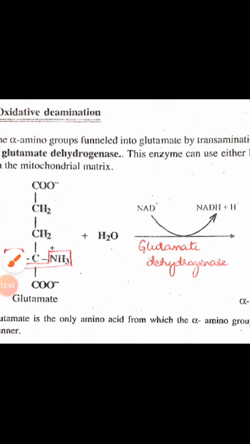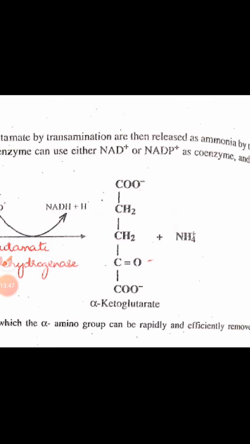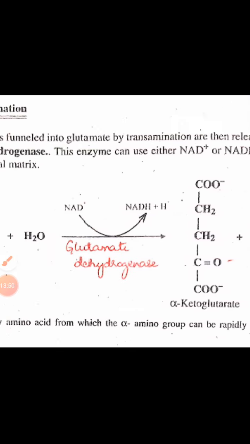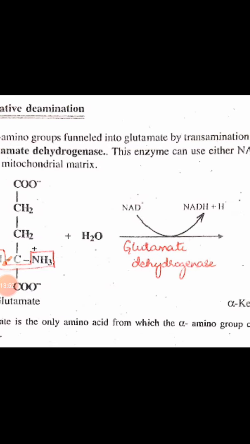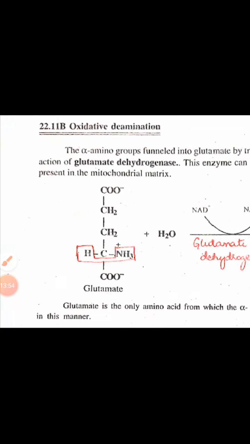So the alpha amino groups that are funneled into glutamate by transamination are then released as ammonia by the action of glutamate dehydrogenase. Why do we need the enzyme glutamate dehydrogenase? Because this is an oxidative deamination. In oxidative deamination, we always know that NAD gets converted to NADH plus H plus. So ammonia is being removed. You can see it is removed as NH4, and this becomes CH2. Now you have got back the alpha ketoglutarate. So this is nothing but oxidative deamination.